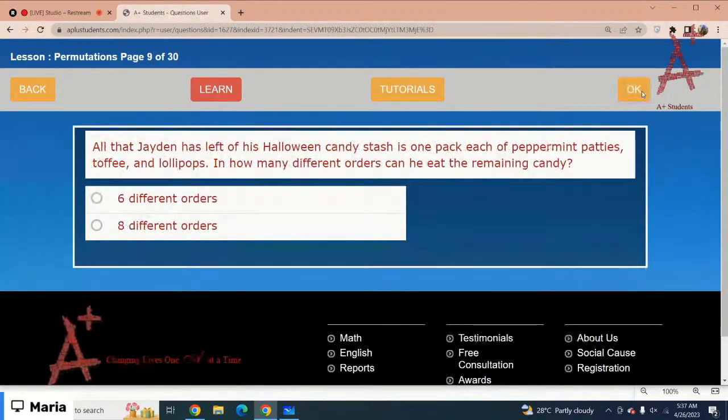All that Jaden has left of his Halloween candy stash is one pack each of peppermint patties, toffee, and lollipops. In how many different orders can he eat the remaining candy? That would be 3 factorial, and 3 factorial is 6 different orders.